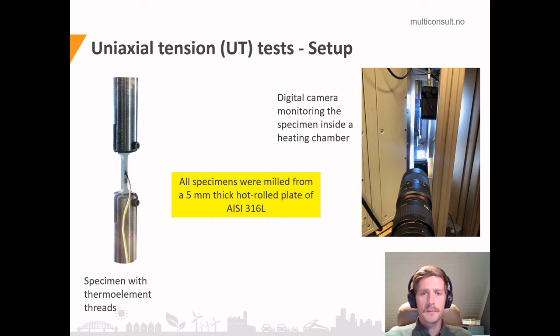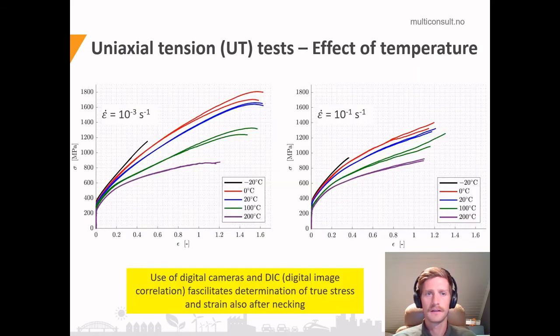All the specimens were milled from a 5 mm hot roll plate. We used the traditional dog bone specimen with a rectangular gauge area, and we used a regular tensile testing machine to pull the specimens all the way to fracture. They were placed inside a heating chamber, and we used a digital camera to monitor the surface during the test. In addition, we mounted some thermoelement threads so we could have some sort of temperature measurement during testing.